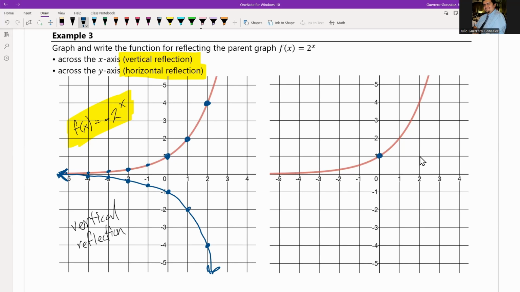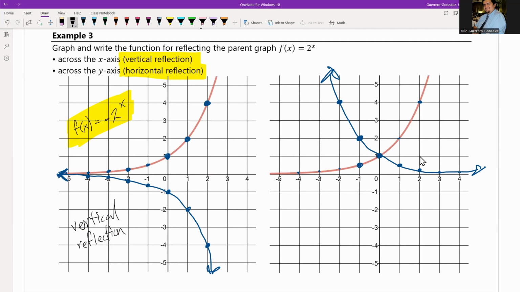This point moves over here. This point moves over here. Hopefully you guys see what's going on, right? And then now we get these other points. This one, this one, this one, this one. So this one goes over here. This one goes over here. This one goes over here. This one goes over here. And now we have our horizontal flip, or our horizontal reflection. It goes whoosh.